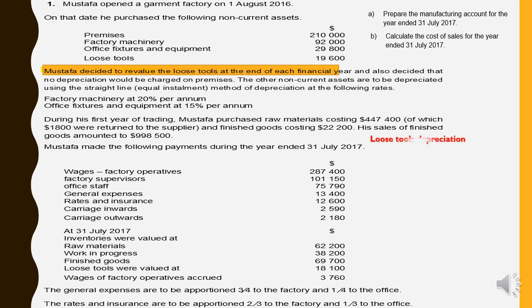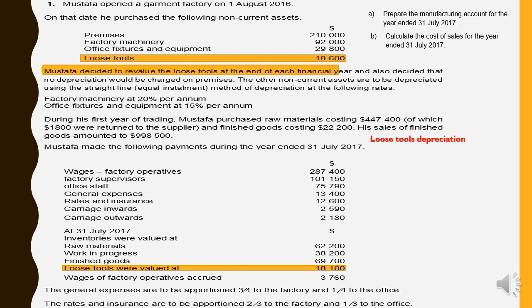Opening loose tool depreciation. Opening loose tool is 19,600. Do you have any other loose tool? Can you check the question? Yes, at 31st July 2017, I can see loose tools were valued at 18,100.